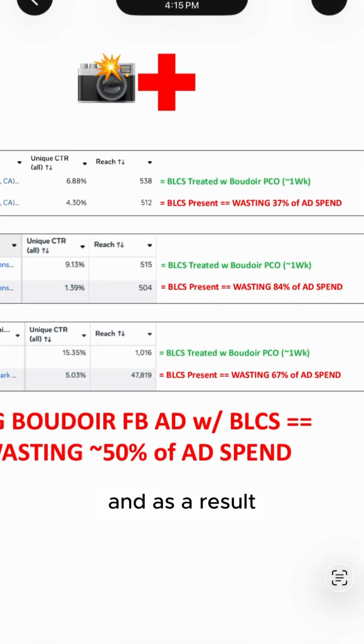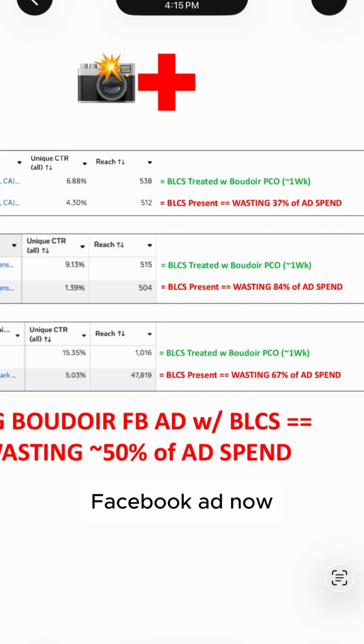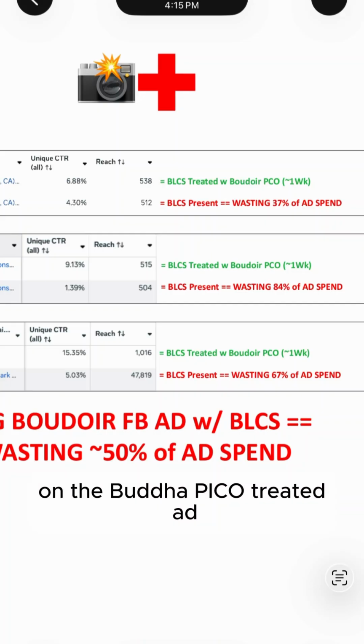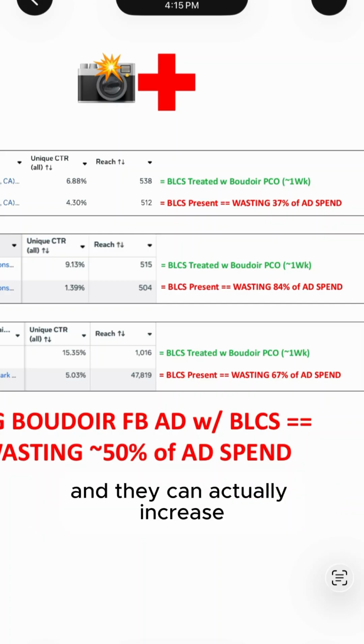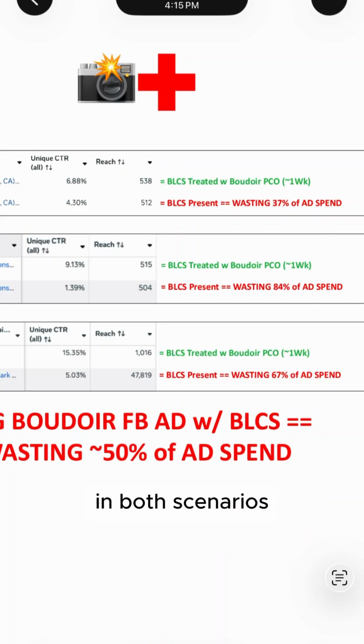And as a result, they spend 10 grand a month in the original Boudoir Facebook ad. Now they only need to spend 1.6 grand a month on the Boudoir Pico treated ad, and they can actually get their ad into the same number of women's brains in both scenarios.